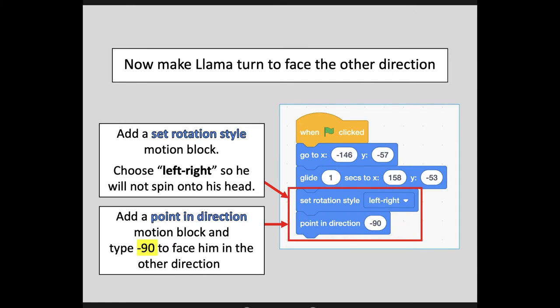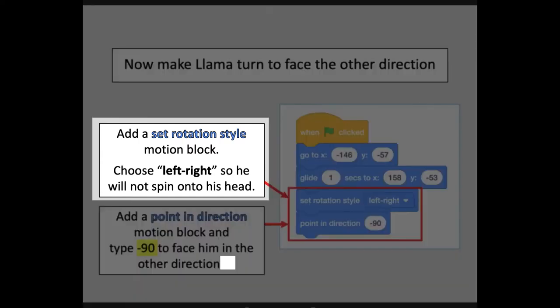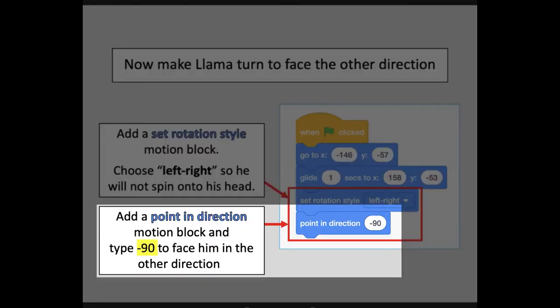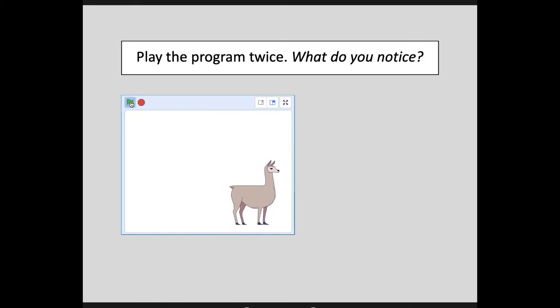Now let's make Llama turn to face the other direction. In order to do that, I have to pay attention to my rotation style. So I talked a little bit about that at the beginning. I don't want him to spin over on top of his head. I just want him to turn around so he can walk the other direction. So I need to add a set rotation style motion block, and I need to make sure to choose left-right from my options on the drop-down menu. Then add a point and direction motion block and type -90 to face him in the other direction. Then play your program twice.